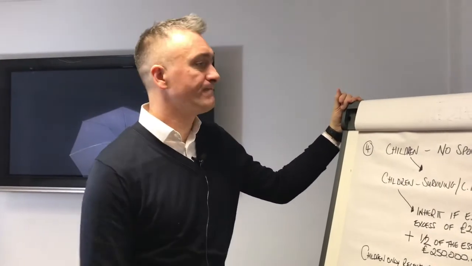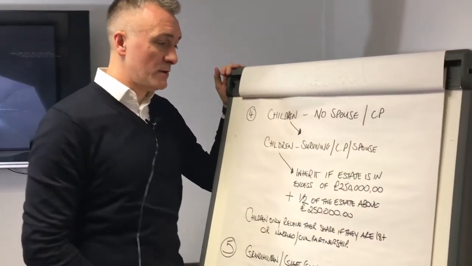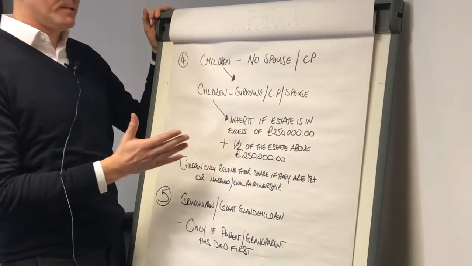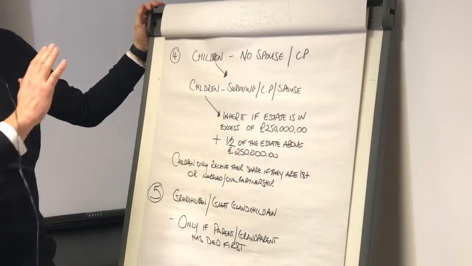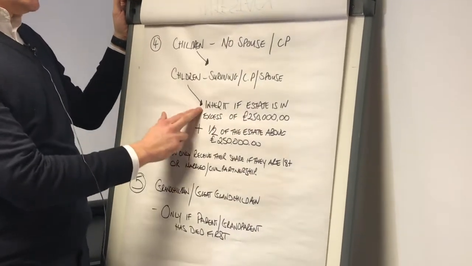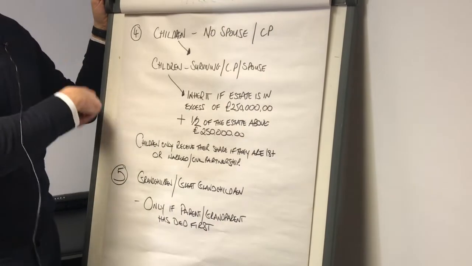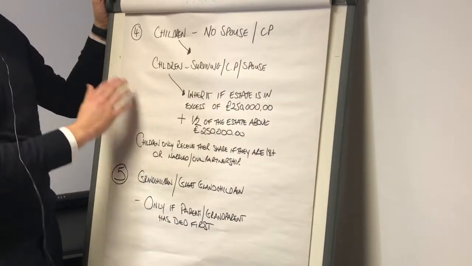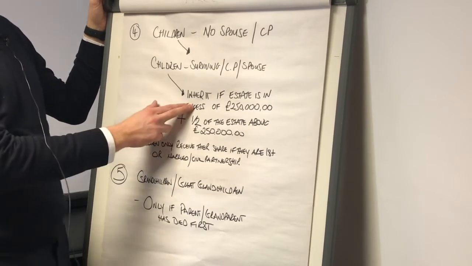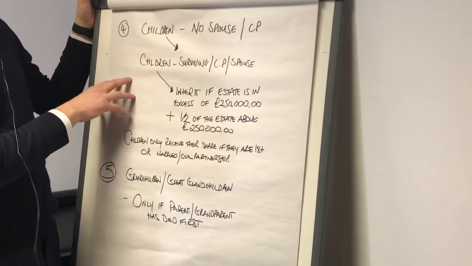So, point 4, where there are children and there's no spouse or civil partner, then the children simply inherit the estate. It's as simple as that. The whole lot goes equally to the kids. If there are children with a surviving spouse or civil partner, that refers back to the previous rule, where the children would only get half of the remaining estate after the civil partner has taken their proportion, as pointed out in Rule 2.